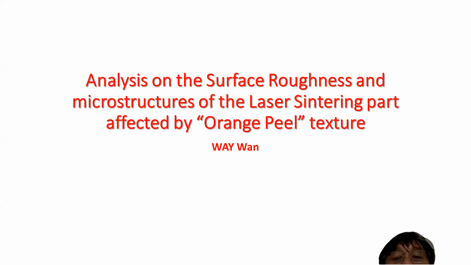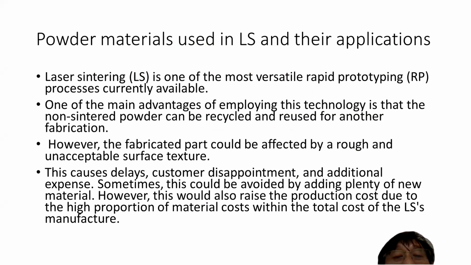Today I will present my research paper topic about analysis on the surface roughness and microstructures of the laser sintering part affected by orange peel texture. The purpose of the research is to investigate the effect of orange peel surface texture on the part's surface finish. The research analyzed the surface and microstructure of the orange peel surface texture on the laser sintered parts. The orange peel surface was identified to undergo surface roughness measurement and microstructure analysis.